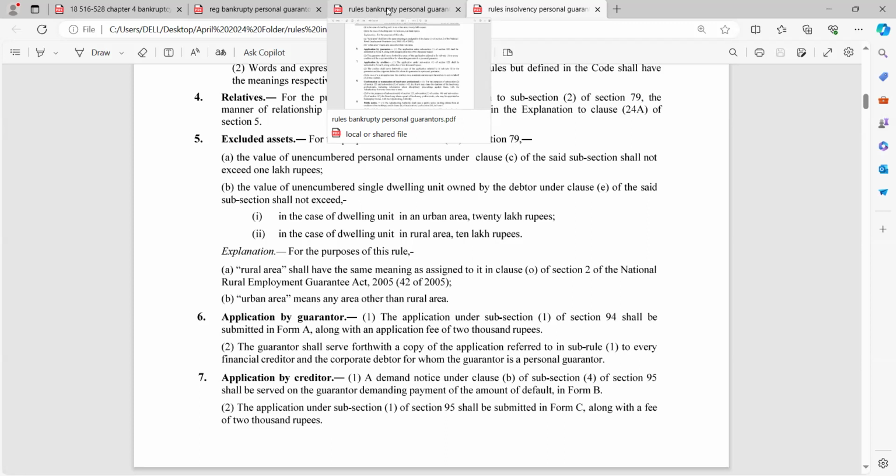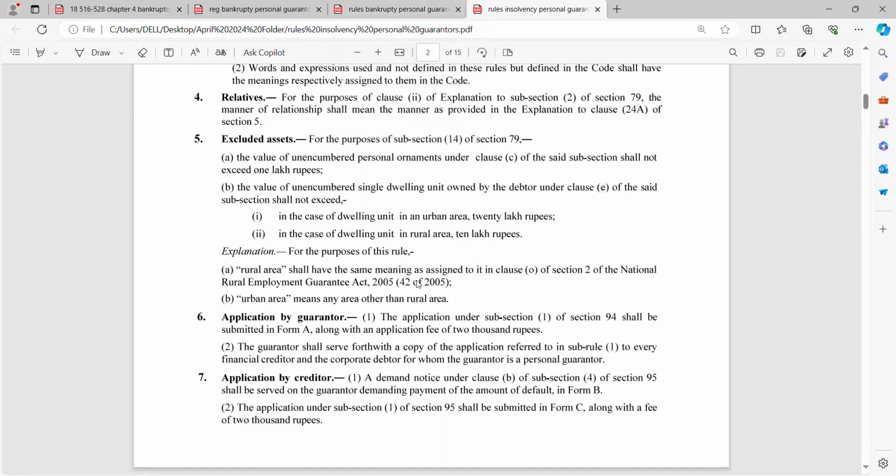But the other question here will be whether an operational creditor cannot file an application. It's not so. Even an operational creditor can file the application against the guarantor. Sir, logically, an operational creditor can file the application only when the personal guarantor has given a guarantee to this operational creditor. Then only it will be possible, sir. Yes, so it could be the case.